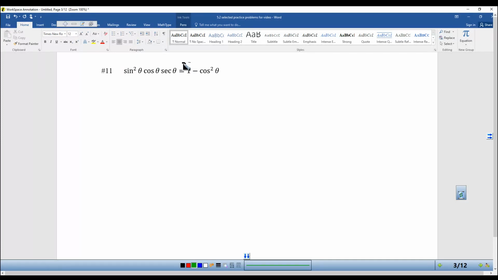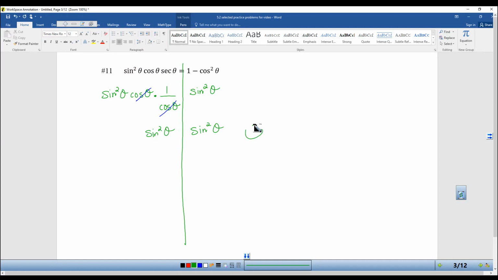Number 11, I start by drawing my line down the middle. I see this as a really obvious identity, so I'm going to go ahead and write that one right away. But this is the more complicated side, so I think I want to actually work on that side. I'm going to start by another strategy, which is changing everything to sines and cosines. That secant, another reciprocal identity, is the same as 1 over cosine. A secant on the top is the same as a cosine on the bottom. That allows me to cancel, and I get sine squared theta on both sides now. And this one is done.